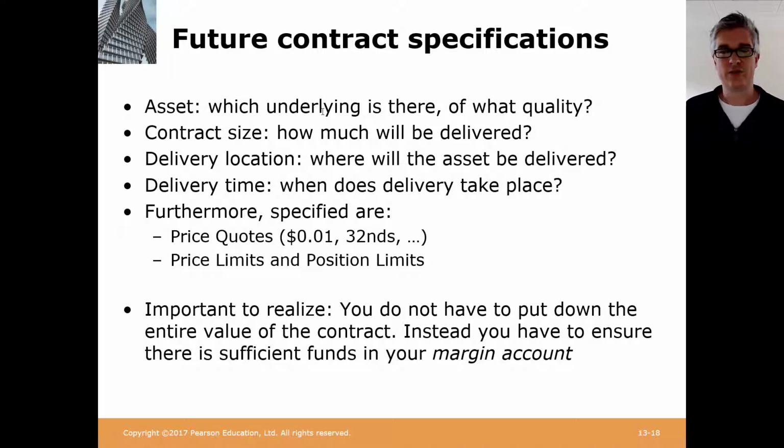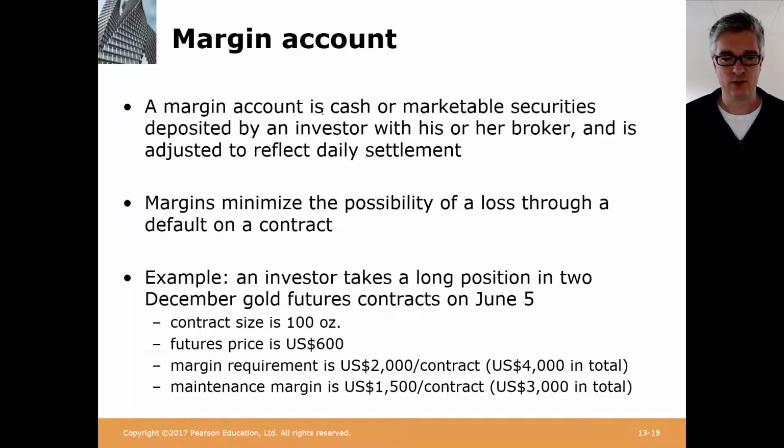One important difference between forward contracts and future contracts is that with future contracts you typically have to put up a margin account. So what is a margin account? That is an amount of cash or marketable securities that you deposit somewhere in order to act as collateral. So even if you default, your counterparty can still access that money as their collateral. This at least tries to minimize the possibility of a loss through a default on either party.